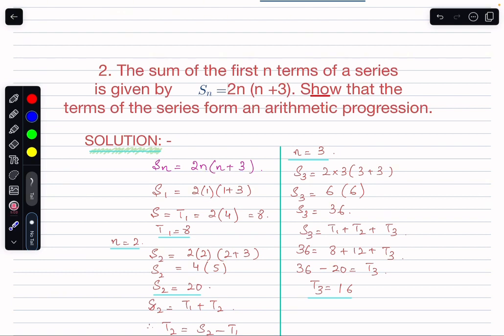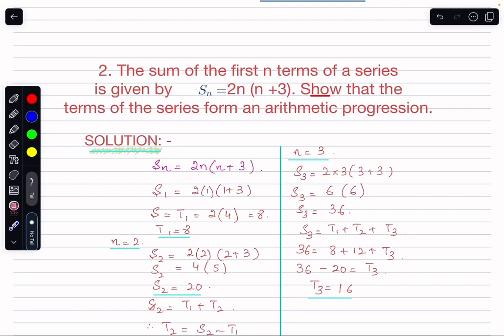I can substitute n as 1 and I will get my first term. So S1 is equal to 2 times 1 times (1 plus 3), that means 2 times 4, which gives me 8. So I can say here that my first term is equal to 8.